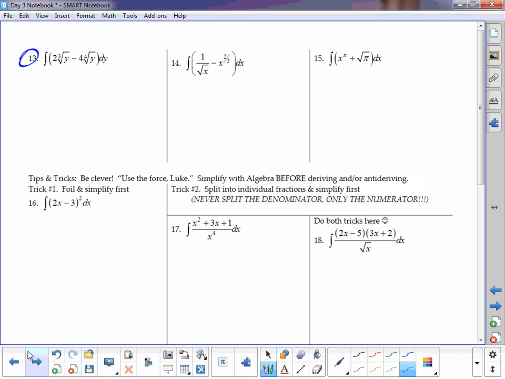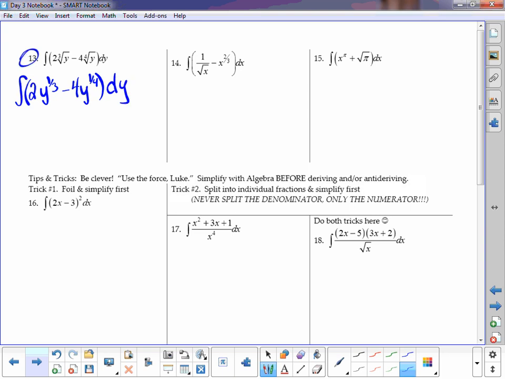Let's take a look at 13. Now, we were not given an integration technique for radicals, only power rule. So how can I rewrite this? 2y to the 1/3 minus 4y to the 1/4. How much is the dy though? dy.